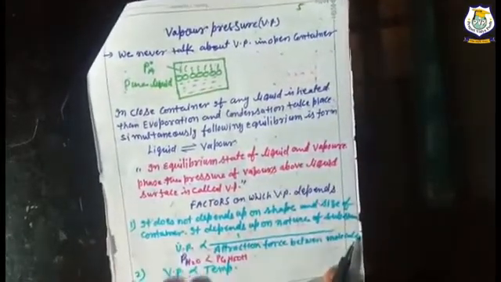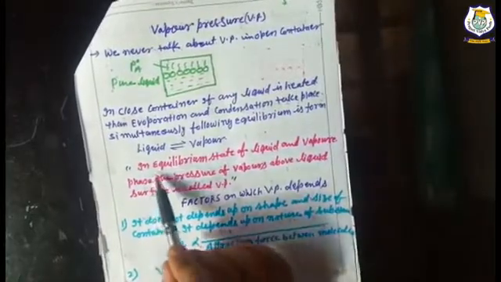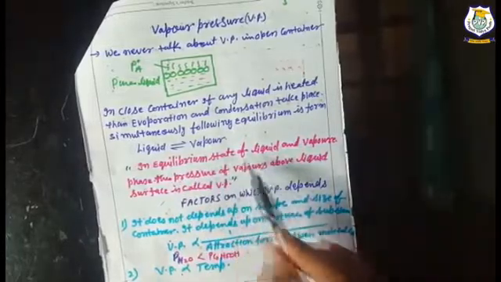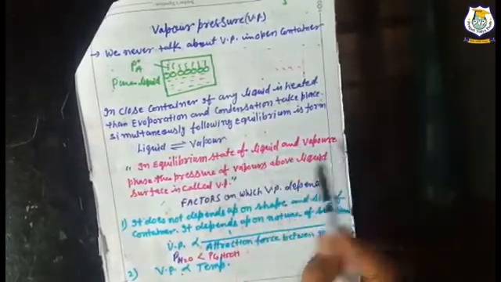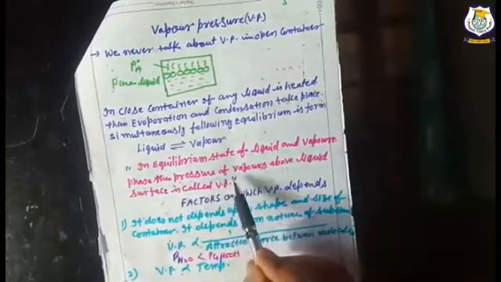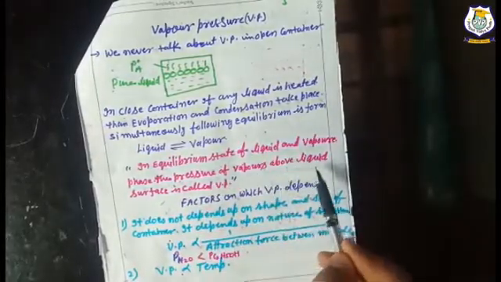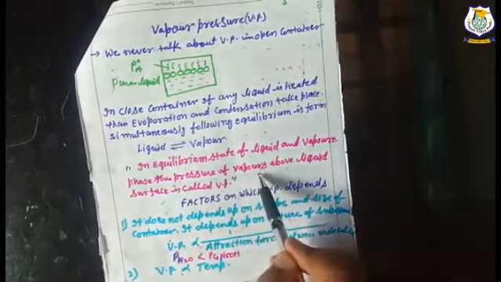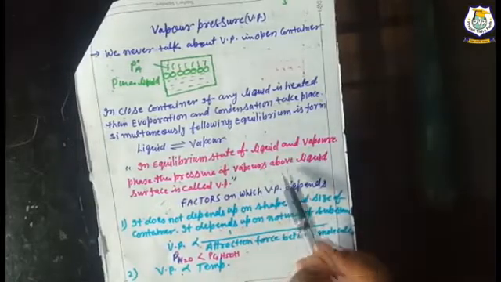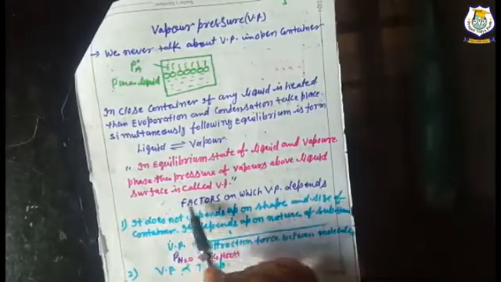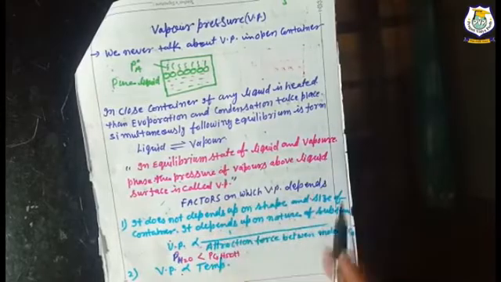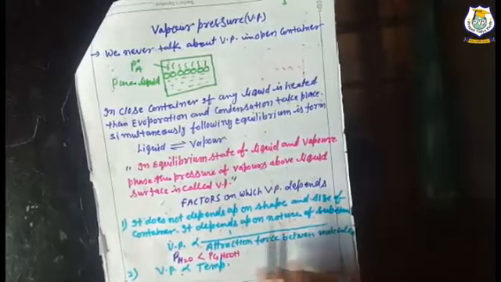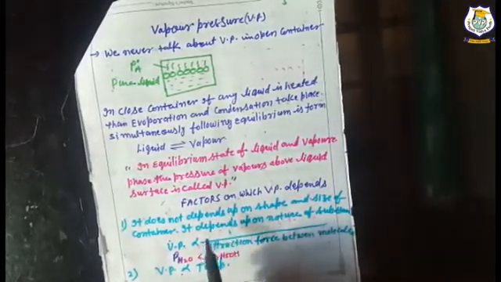Therefore, the vapor pressure is defined as: at equilibrium state of liquid and vapor phase, the pressure of vapors above the liquid surface is called vapor pressure. The pressure of vapors produced by the liquid above the liquid surface is called the vapor pressure of the solvent or liquid. Some factors affect the vapor pressure of any liquid.